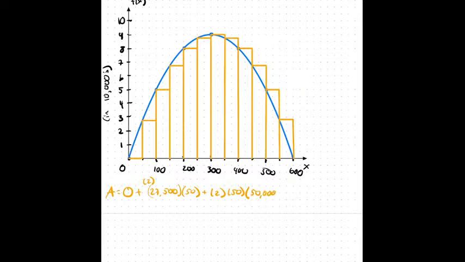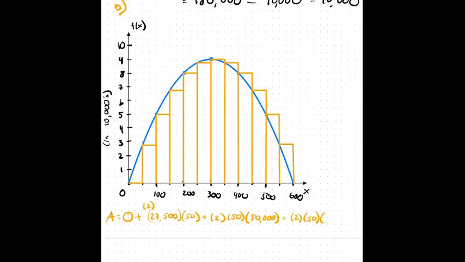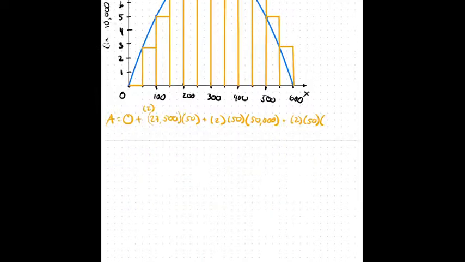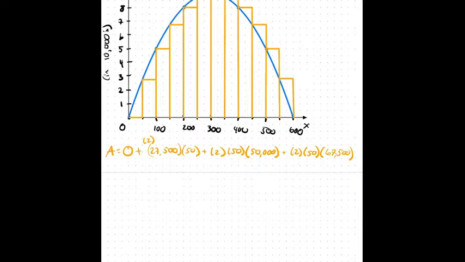Okay. Then we could say plus, it should be 2 times 50. Now when x is 150. Hey Siri, what's 600 times 150 minus 150 times 150? 600 times 150 minus 150 times 150 is 67,500. Okay. So I know there's two of those. At the 200, I'm just going to keep going here. It should still be times 2 because that one should occur twice. The width is 50 and the height at 200 looks like it's 80,000.